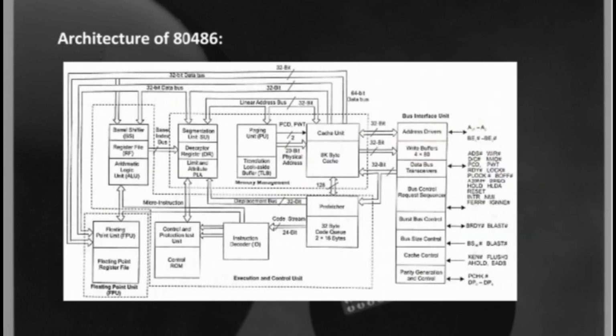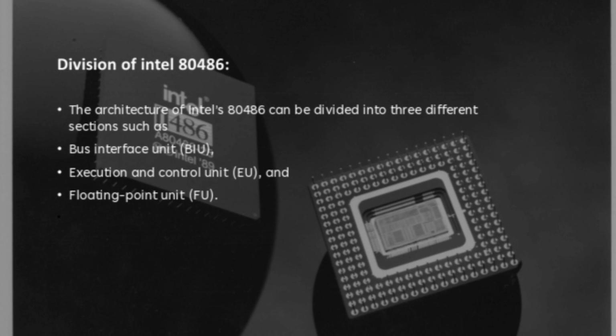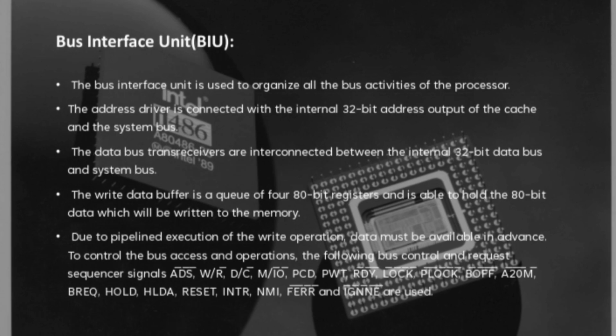Next, we are going to see the architecture of 80486. The architecture of Intel's 80486 can be divided into three different sections: bus interface unit, execution and control unit, and floating point unit. The bus interface unit is used to organize all the bus activities of the processor. The address driver is connected with the internal 32-bit address output of the cache and the system bus. The data bus transceivers are interconnected between the internal 32-bit data bus and system bus.